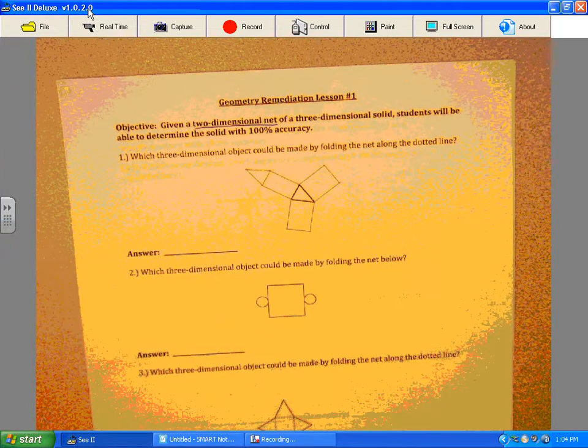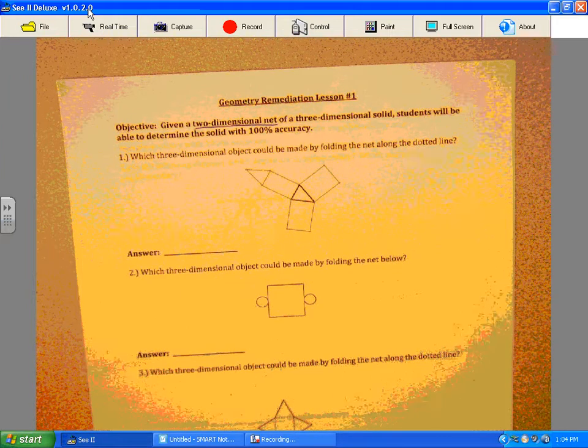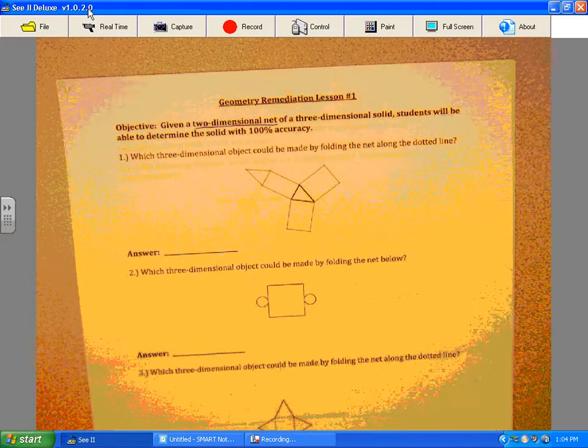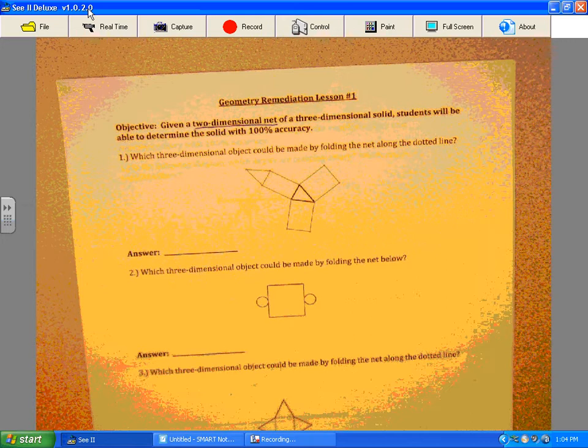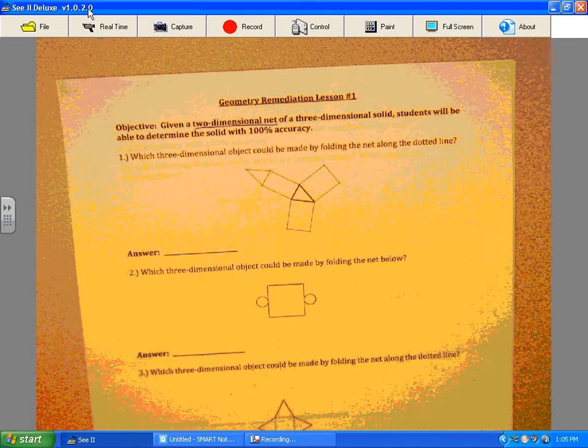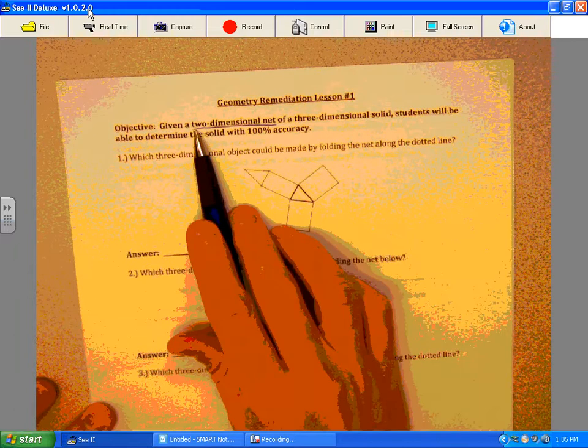And in our first lesson, you can see here that our objective is going to be, given a two-dimensional net of a three-dimensional solid, students will be able to determine the solid with 100% accuracy. So the first thing we have to look at is what exactly is meant by a two-dimensional net.